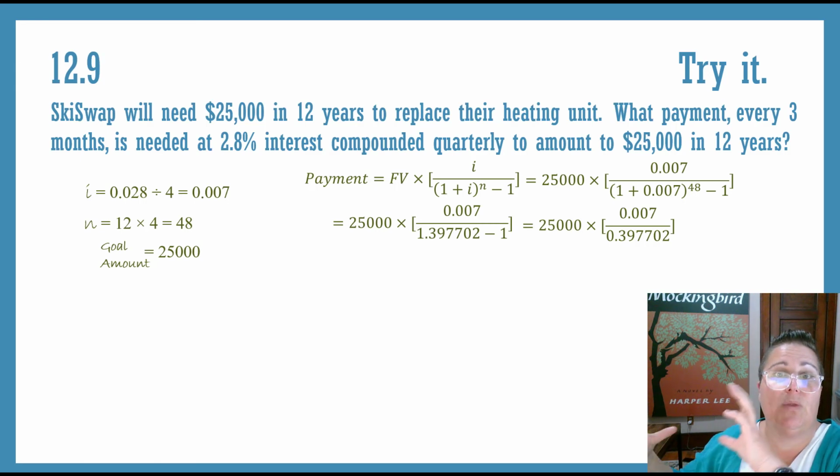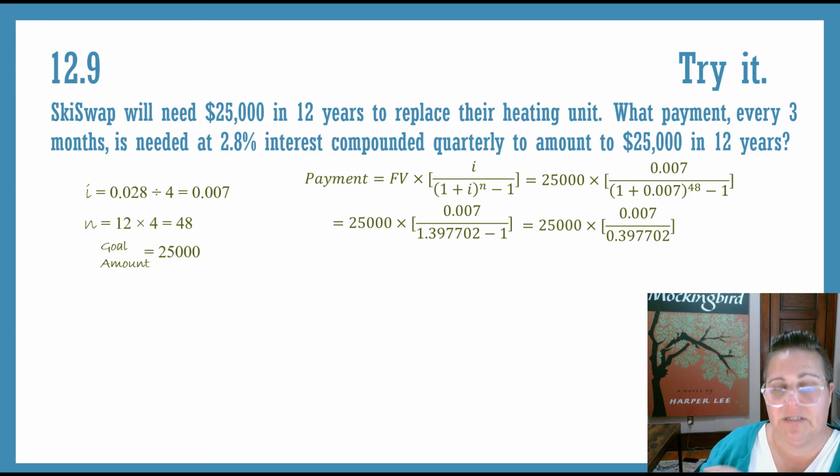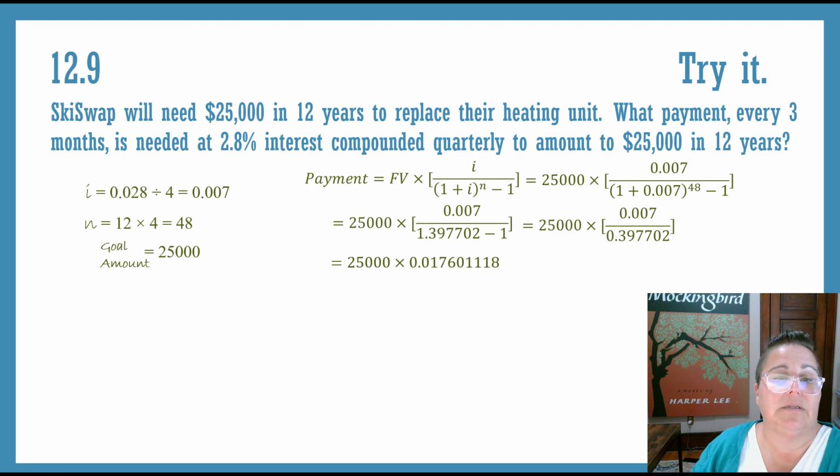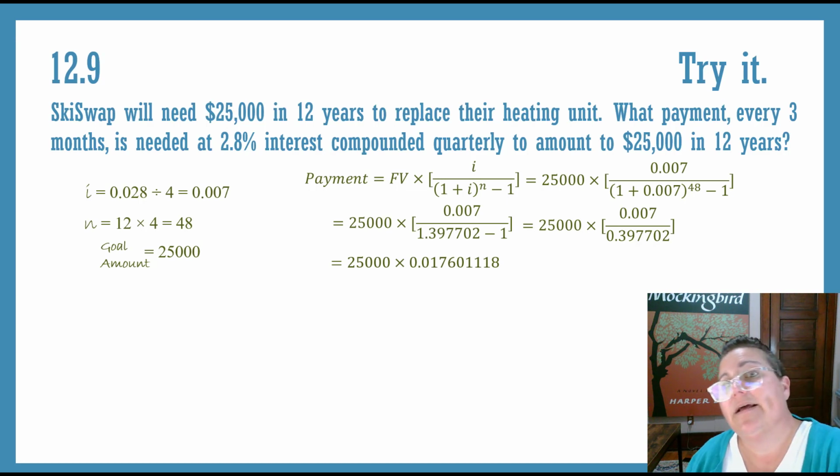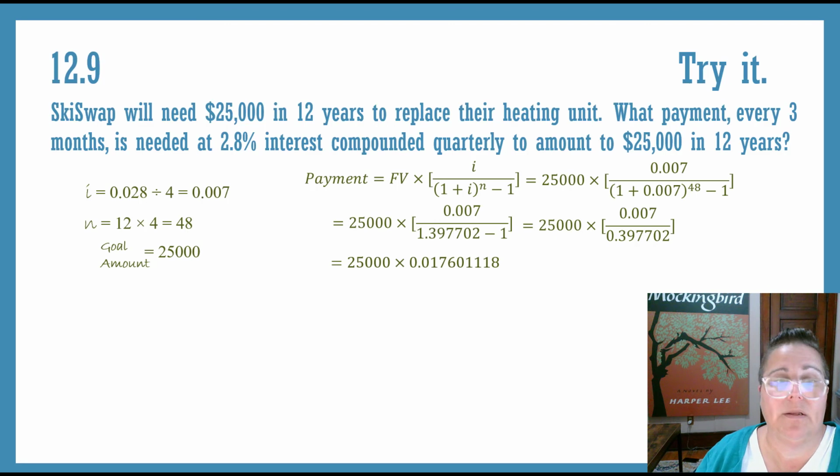Now I'm going to do that division, 0.007 divided by 0.397702, to get 25,000 times 0.017601118. That's a long decimal. It ain't a happy one. Well, it's probably very happy, but it's not pleasant to look at. But I'm going to multiply that by the 25,000, to get $440.03, it looks like.